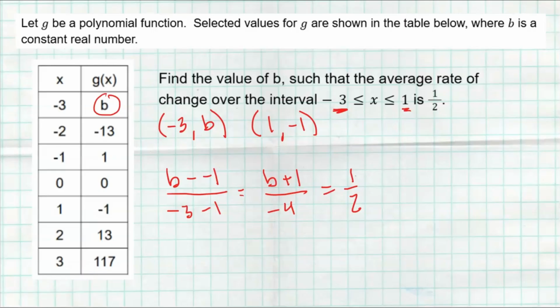So let's go ahead and cross multiply. So we have (b + 1) times 2. That's going to be 2b + 2 equals -4 times 1, which is -4. Then I'm going to subtract 2 from each side, so I get 2b = -6, divide by 2, and b = -3. So the value right there for b would need to be -3. That would allow there to be an average rate of change over that interval of 1/2.